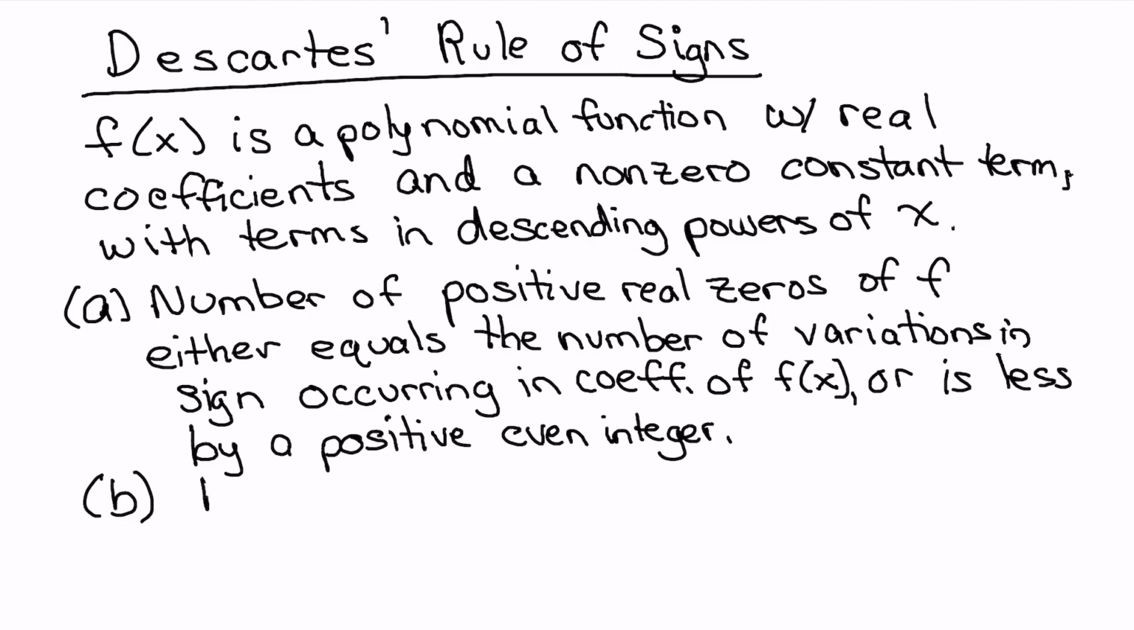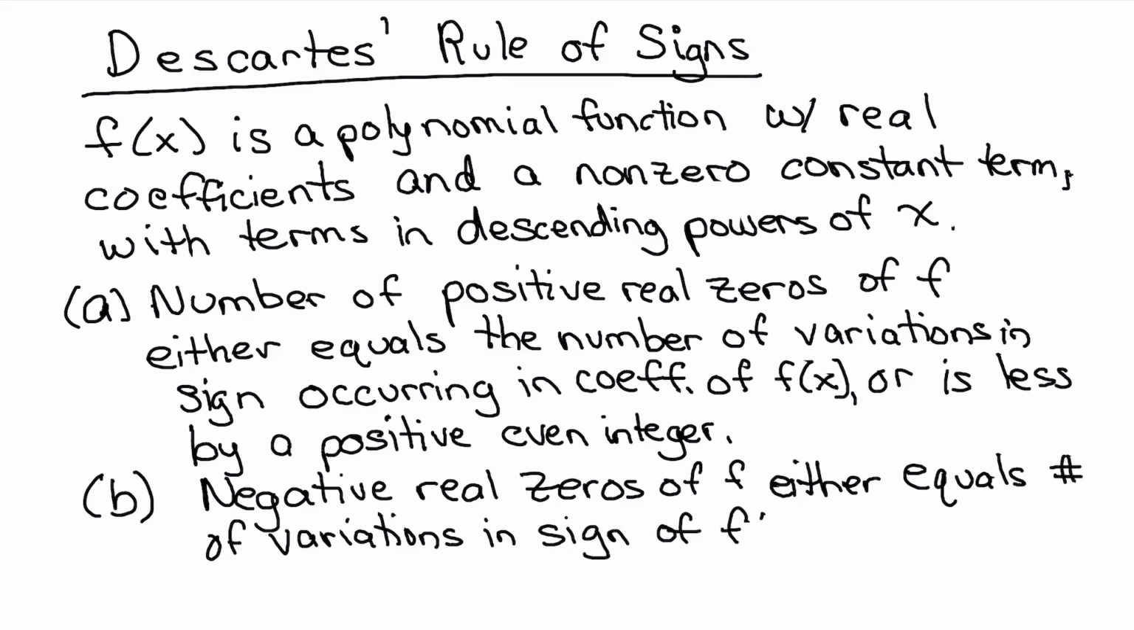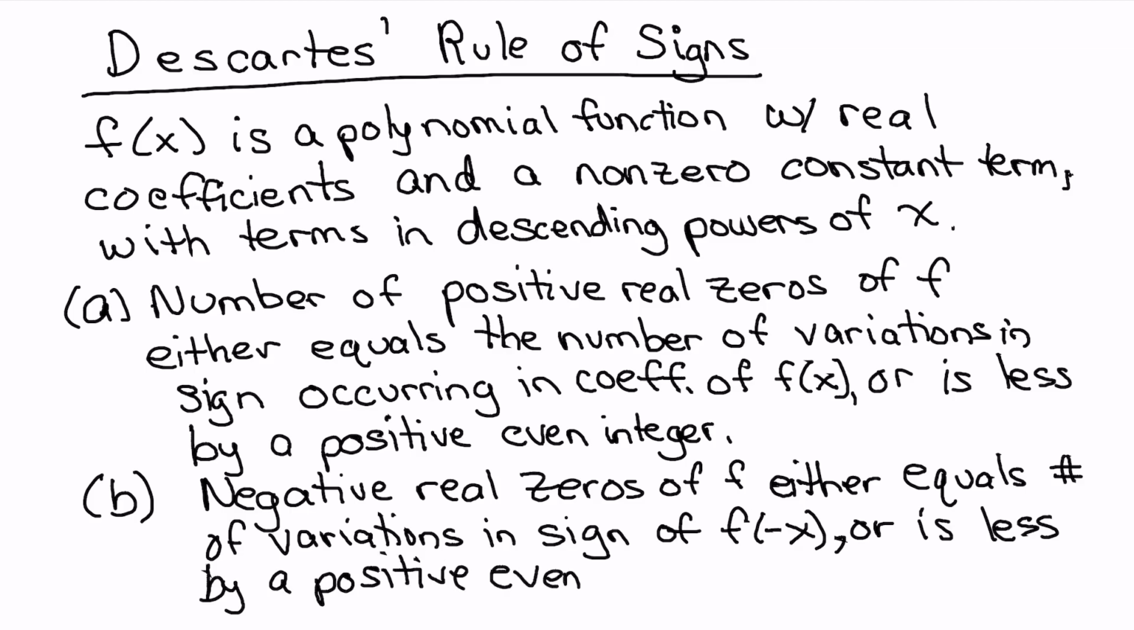For the negative real zeros of f, it's the same idea, either, but with f of negative x, either equals the number of variations in sign of f of negative x, or is less by a positive even integer. They almost read identical, except with the positive real zeros, you're looking at f of x, and with the negative real zeros, you're looking at f of negative x. But you're going to look at how many times the signs vary, and that's going to tell you it's going to either be that many of those or less by a positive even integer.